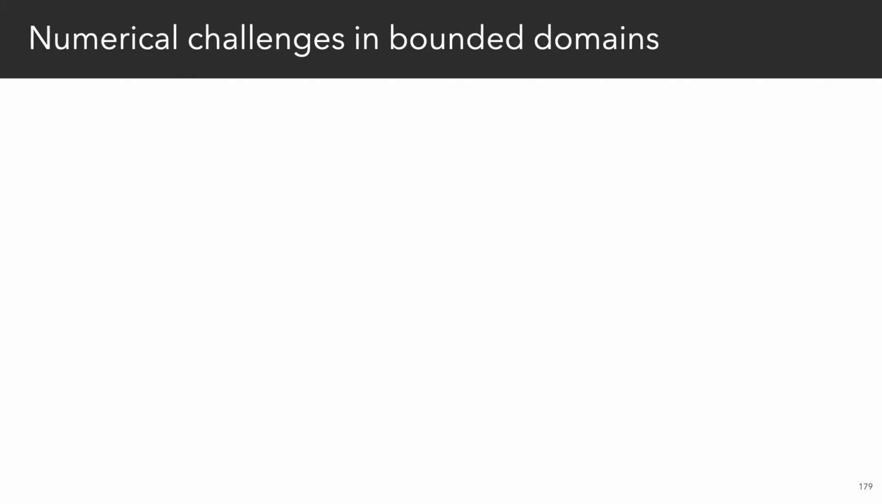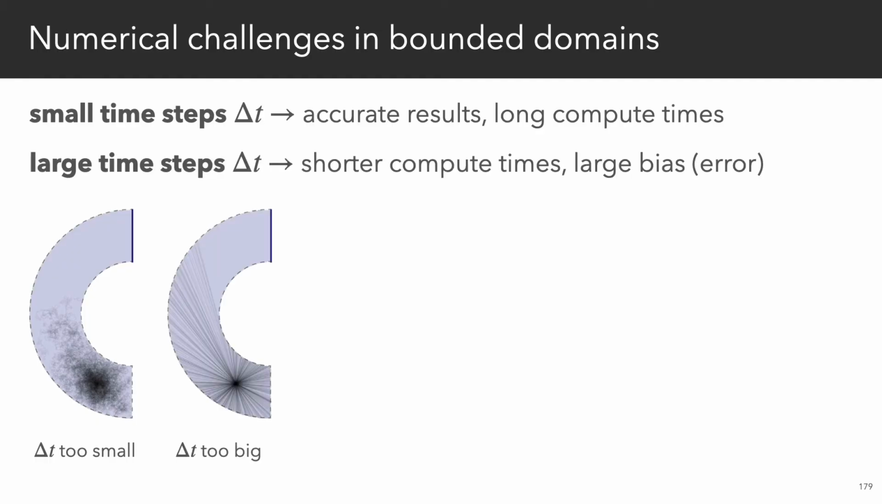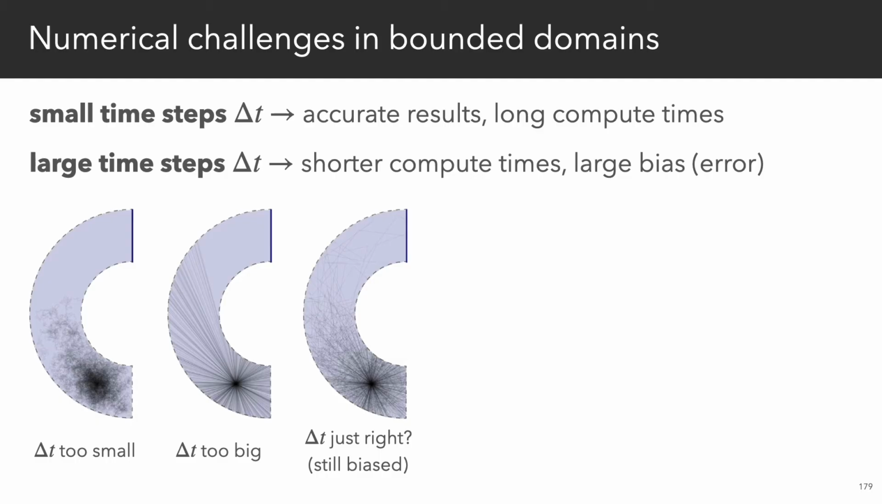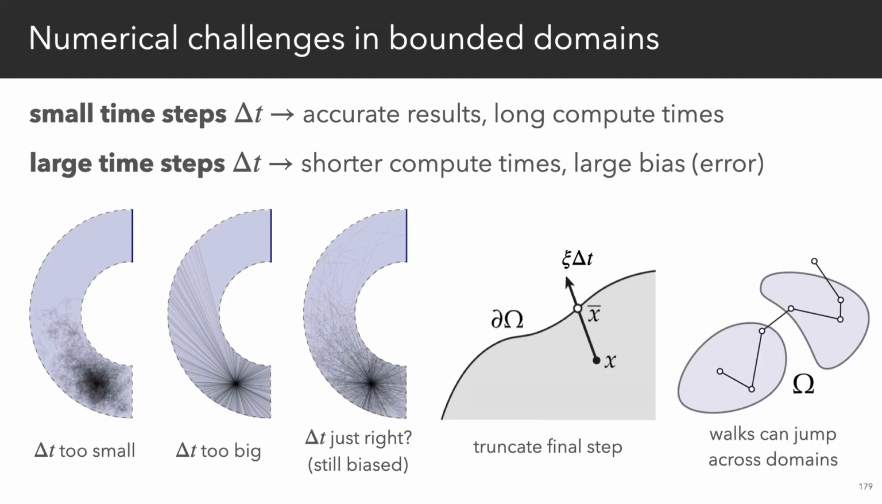So here we face a number of numerical challenges. If we take time steps that are too small, then we can simulate Brownian motion accurately but get long compute times. If we instead take time steps that are too large, then we have shorter compute times but large bias from discretizing our random walks. And this bias actually accumulates with every step of the random walk, even if we choose our time step carefully. In bounded domains, we also have additional bias from needing to truncate the final step of a random walk, which can also easily jump from one part of the domain to another because a normal distribution has infinite extent.